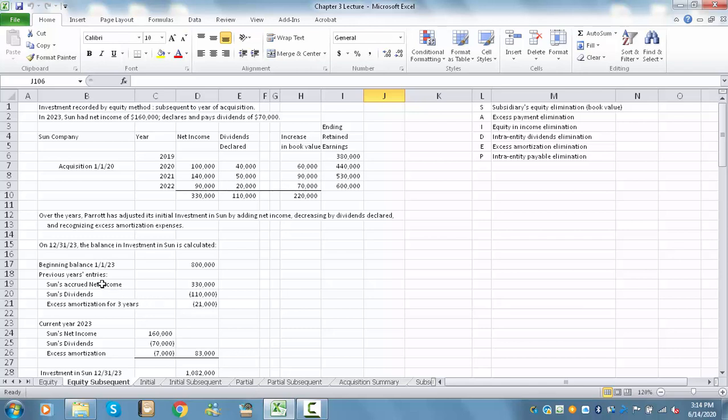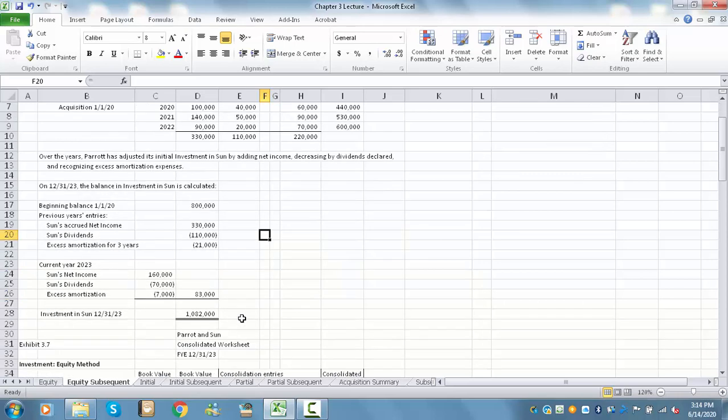So the beginning balance on 1/1/23, actually that should have been 1/1/20, was $800,000. Sun's accrued net income was $330,000. Sun's dividends over the 3 years were $110,000. It's like a summary here. And the excess amortization for 3 years was the $21,000, $7,000 a year for 3 years.